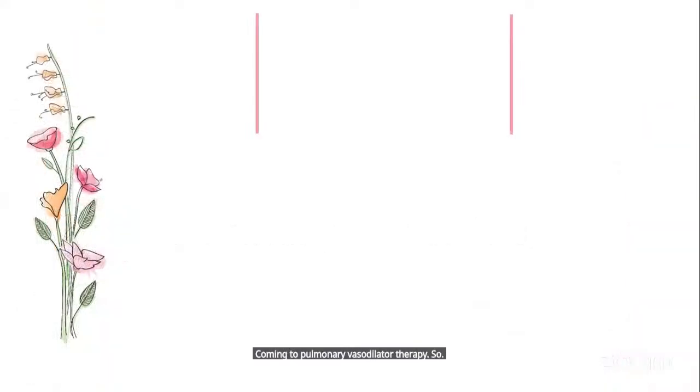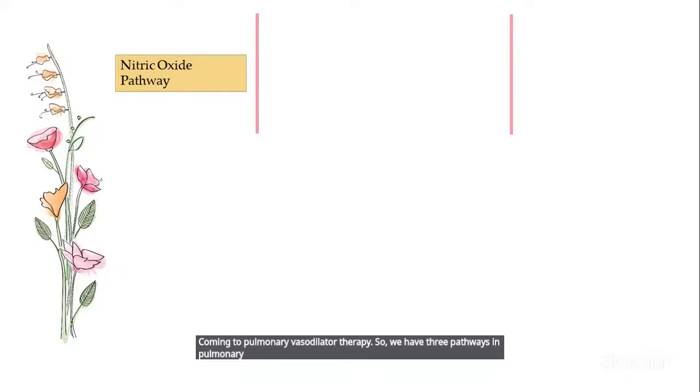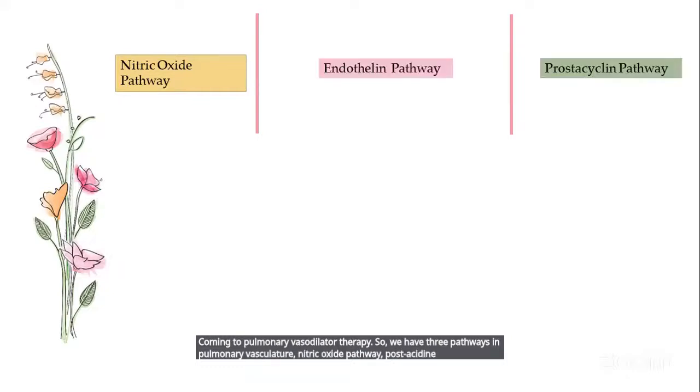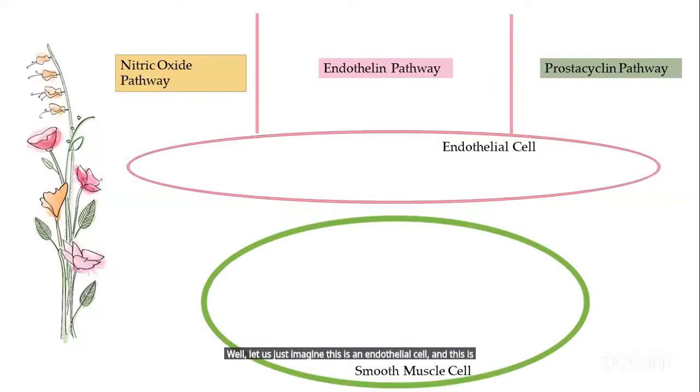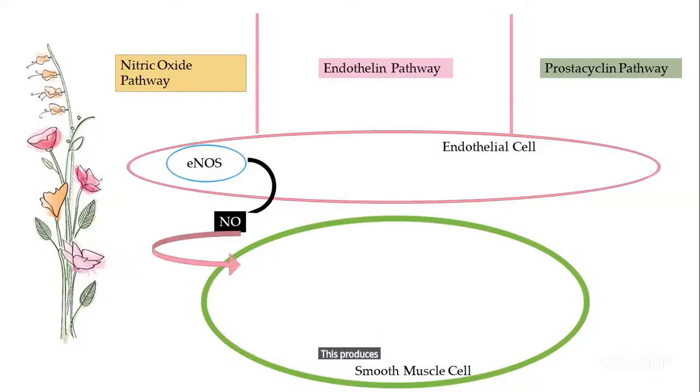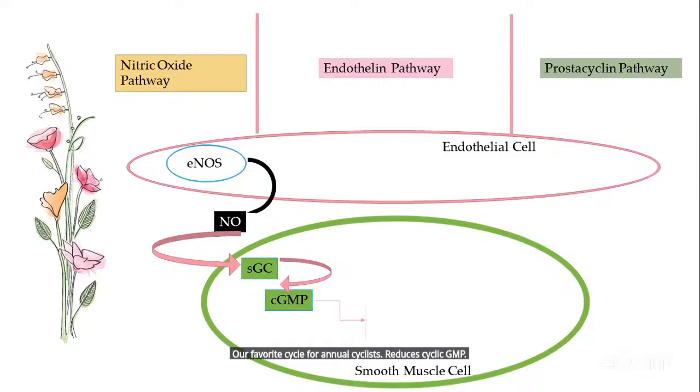We have three pathways in pulmonary vasculature: nitric oxide pathway, prostacyclin pathway, and endothelin pathway. Now let us just imagine this is an endothelial cell and this is a smooth muscle cell. We all produce nitric oxide. We have our endothelial nitric oxide synthase, which produces nitric oxide. Nitric oxide then diffuses to the smooth muscle cell, activates guanylyl cyclase, produces cyclic GMP. Cyclic GMP blocks the calcium channels leading to pulmonary vasodilation. Similarly, this cyclic GMP is broken down to GMP by phosphodiesterase 5 enzyme.